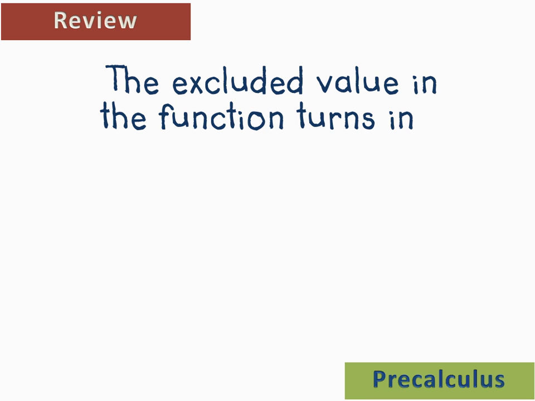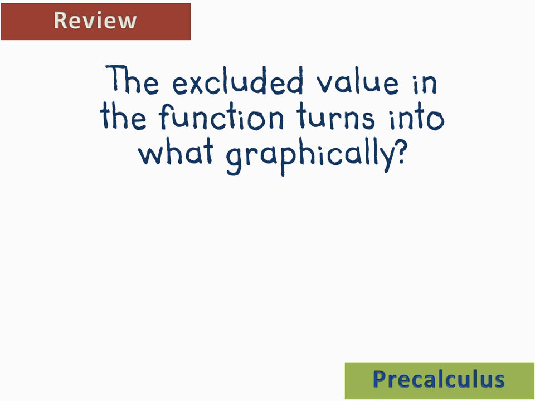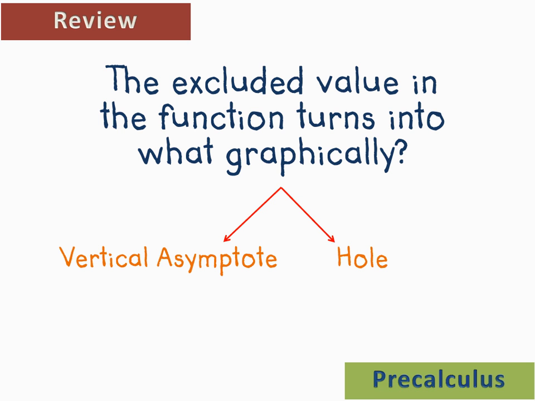When we talk about rational functions and domain, the excluded value is very important. Just to review, the excluded value in a function turns into what graphically? So you list your excluded values, you list your domain, and then when you look at your graph, what do those values turn into? You're right, they could either turn into a vertical asymptote or a hole. But one number will not be both. It'll either be a vertical asymptote or a hole. Now, if you have two numbers, each one of those could be one or the other.